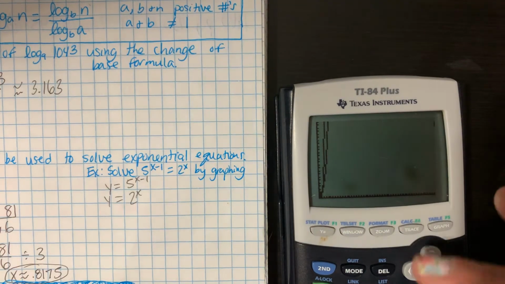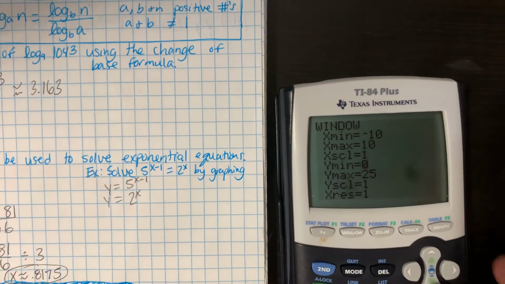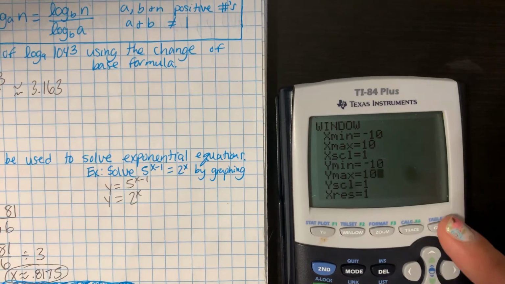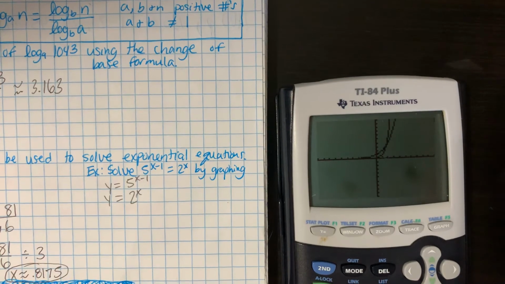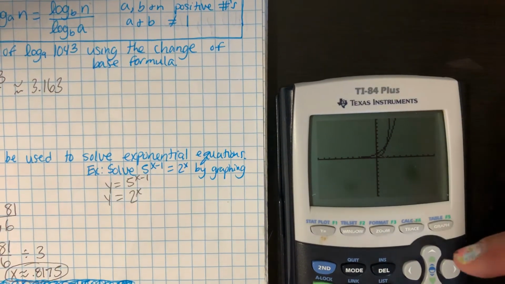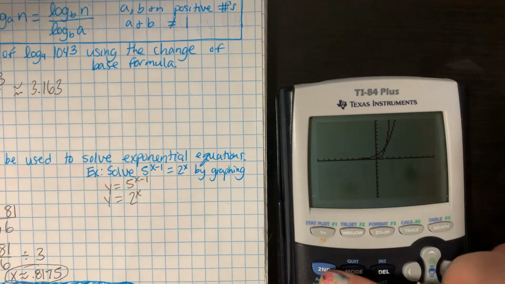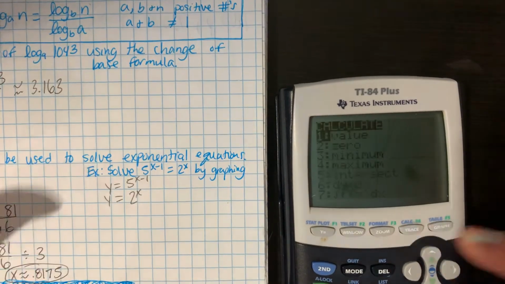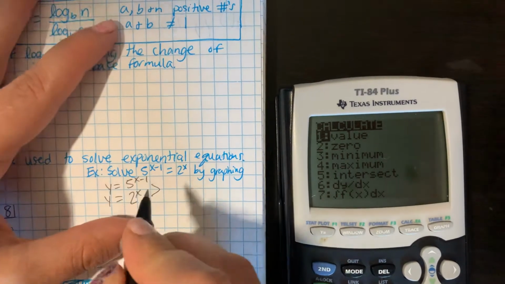Here's my graph. Okay, that didn't help me because I had some crazy window. Put a standard window. See if I can even see my equations. Oh, yep, I can. So what I could do is trace to find out when they intersect. If you want to find an actual intersection point, you can push second calc. So we need to find where they intersect.